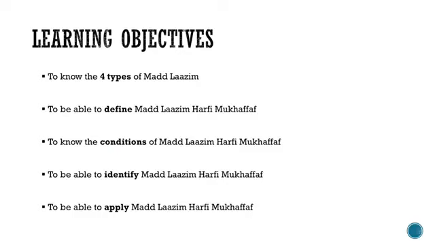So what have we learnt in this lesson? We know the 4 types of Mad Lazim. We are able to define Mad Lazim Harfi Mukhaffaf. We know the conditions of Mad Lazim Harfi Mukhaffaf. We are able to identify Mad Lazim Harfi Mukhaffaf, and we are able to apply Mad Lazim Harfi Mukhaffaf.